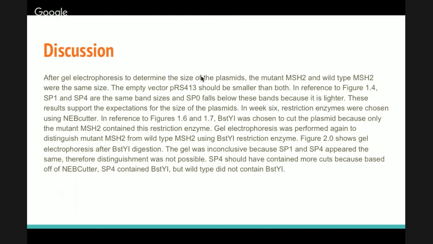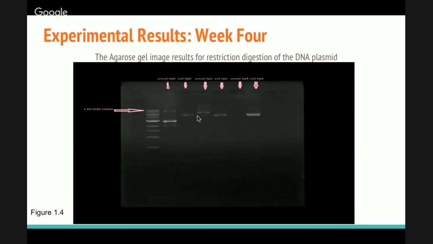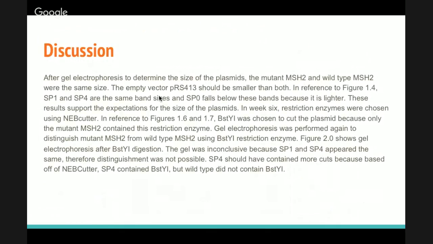So after gel electrophoresis, to determine the size of the plasmids, the mutant MSH2 and wild type MSH2 were the same size. You can go back. You can see that these are at the same level, and this one's a little lower. And this is expected because pRS413 is smaller than the mutant and wild type MSH2. That's the empty vector. And these results support the expectations for the size of the plasmids.